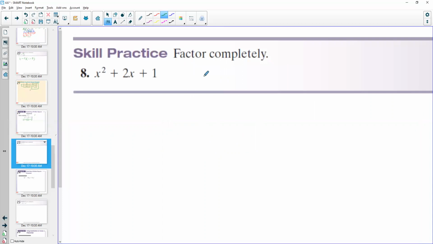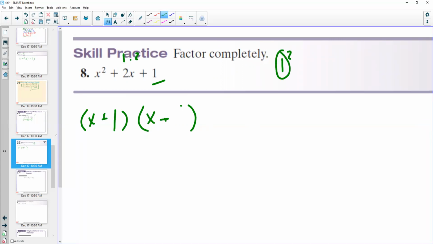Let's try another one. This one is tricky, isn't it? 1 is a perfect square, isn't it? 1 squared is just 1. 1 doubled is 2. So what's my factors? Well, it's both pluses, right? Because it's all plus signs. X, and it's the value of the square, okay? X plus 1, x plus 1. If you don't believe me, multiply it out.